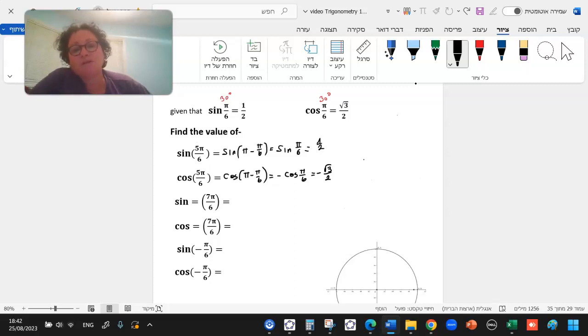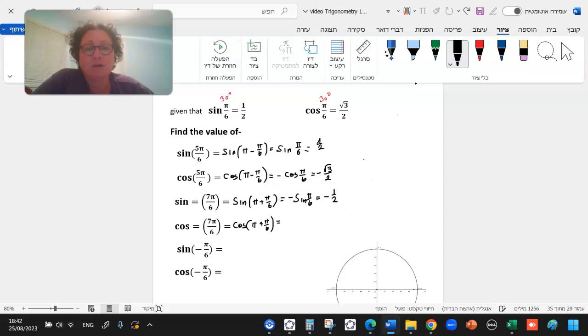7 pi over 6 is just pi plus pi over 6. Refer to pi as 6 pi over 6, so we add 1. And this is sine of pi plus pi over 6, and this is cosine of pi plus pi over 6. We know by the rules that both of them are negative. So this is minus sine pi over 6, which is minus 1/2, and this one is minus cosine pi over 6, which is minus root 3 over 2.